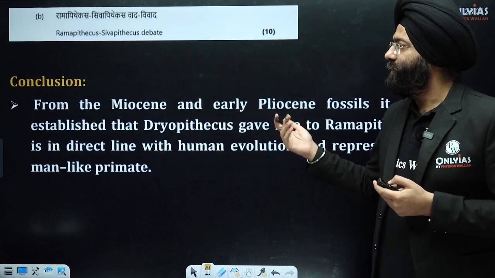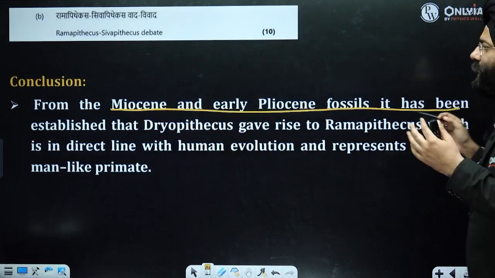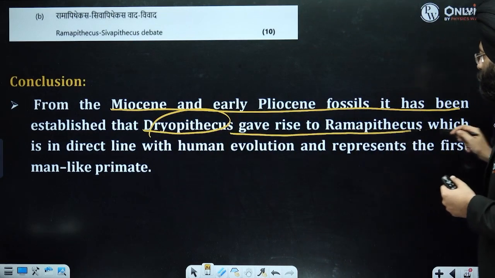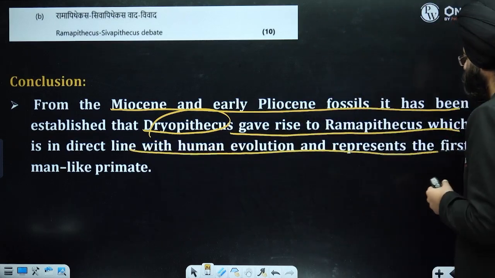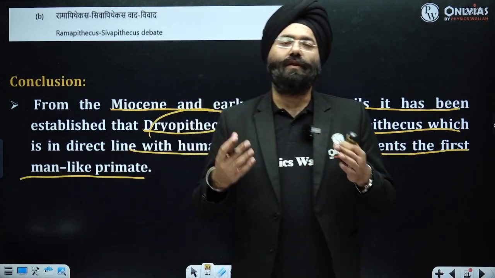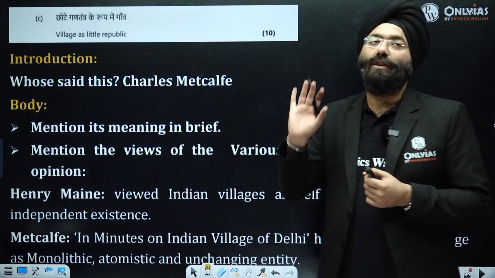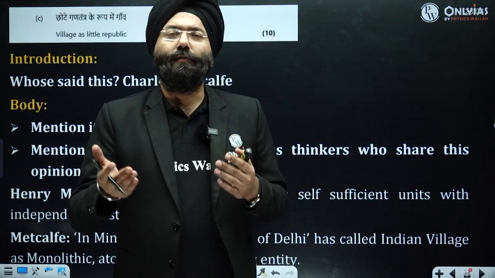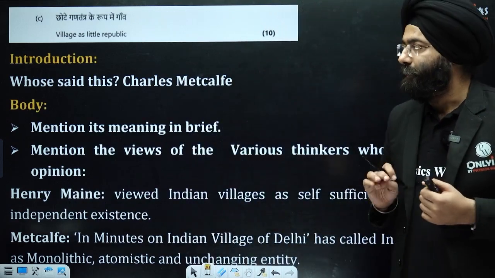Clear? Then obviously, in the conclusion part, you can derive from the Miocene and early Pliocene fossils. It has been established that Dryopithecus gave rise to Ramapithecus, which is the direct line with human evolution and represents the first man-like primate. This is again something that has been repeatedly mentioned in your IGNOU as well as e-PG Pathshala. Right? These are government resources, and definitely you can take from them. These are the best resources for archaeology for that matter.